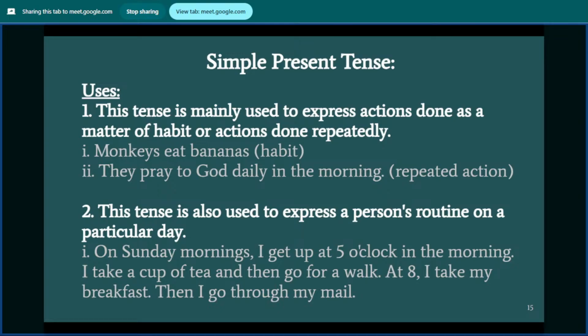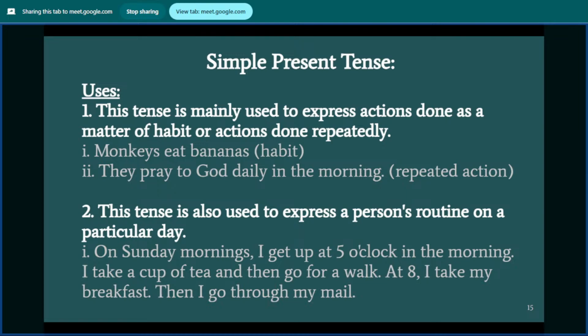Okay, whenever we do something as a habit, for example, they pray to God daily in the morning, so it's a habit also and it's a repeated action also, ठीक है? For example, I can say, as soon as I wake up I drink coffee, so it's my habit plus it's my routine, like it's my repeated action also.